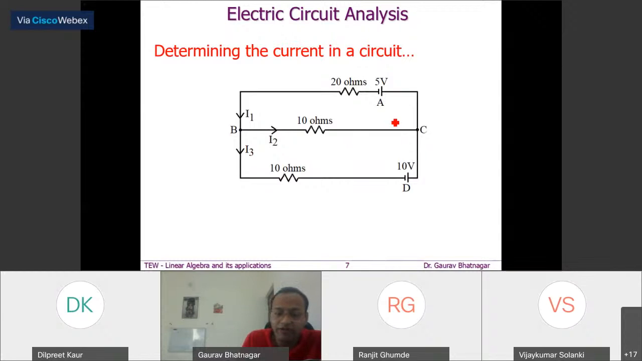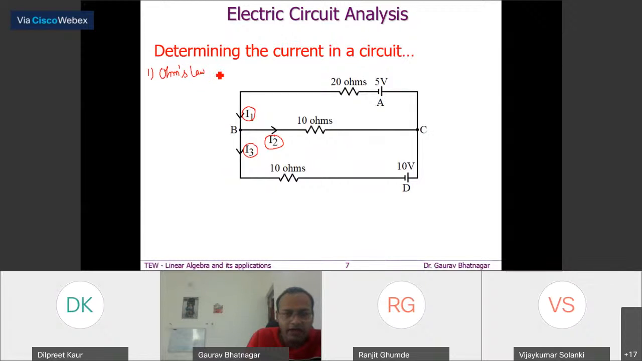Now what we are looking at is the value of I1, the value of I2, and the value of I3. In order to solve this, we have to go a little bit into physics, where we have certain laws which govern the flow of current in a particular circuit. The very first and basic law is called Ohm's law.